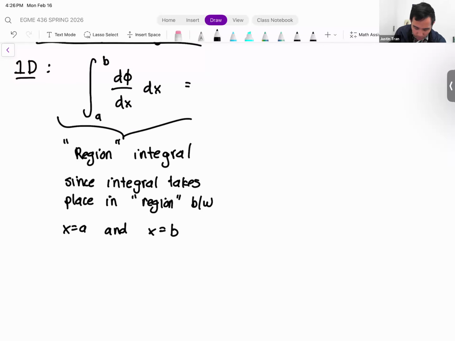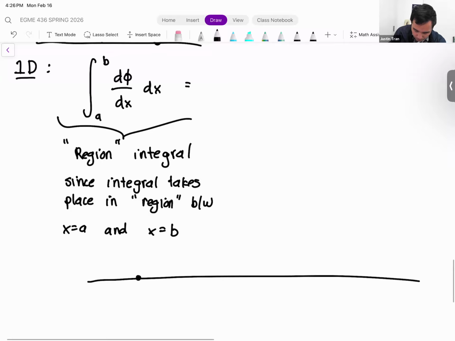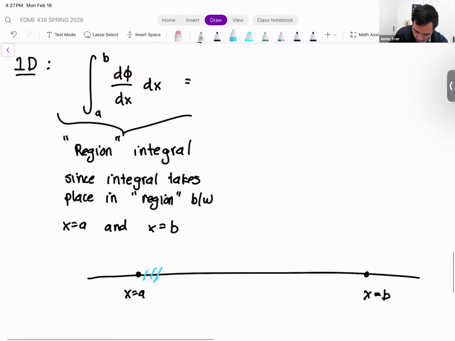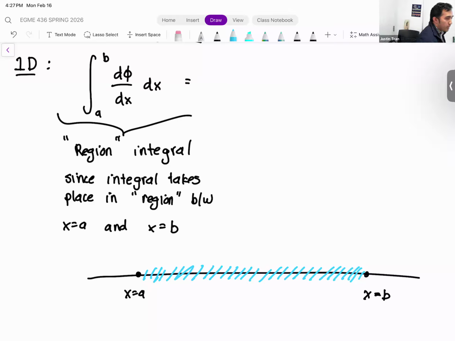All right. And so if I were to draw a one-dimensional domain, right? We'll say that the two endpoints of our integration are here. So we have x equal to a on the left-hand side, x equal to b on the right-hand side. Now, by performing this integral from a to b of d phi dx dx, what we're saying is that we're evaluating our integrand d phi dx at every single location between x equal to a and x equal to b. So we're basically evaluating the function at every single location within that domain.